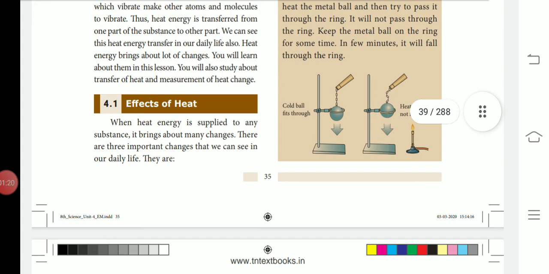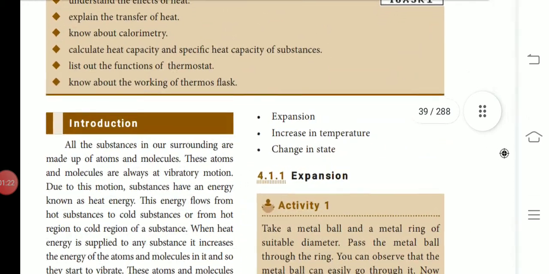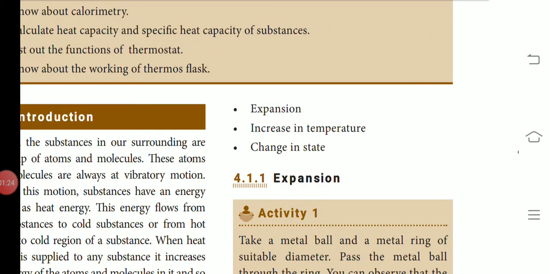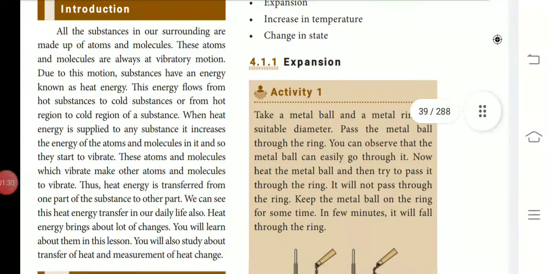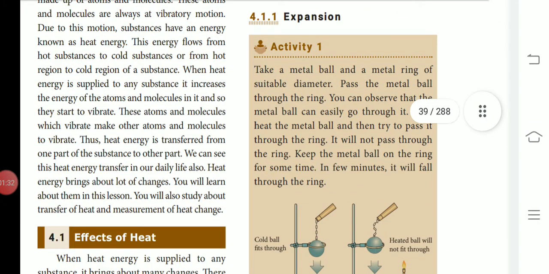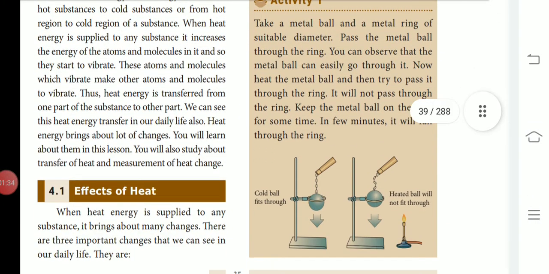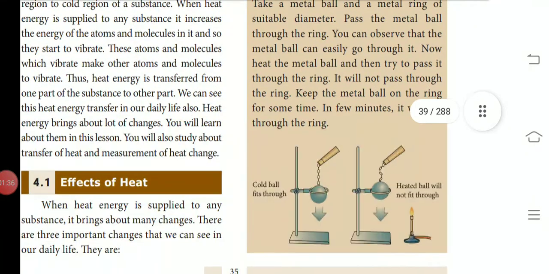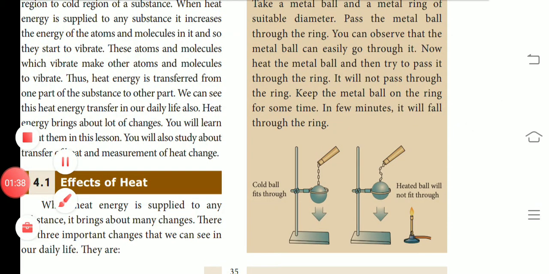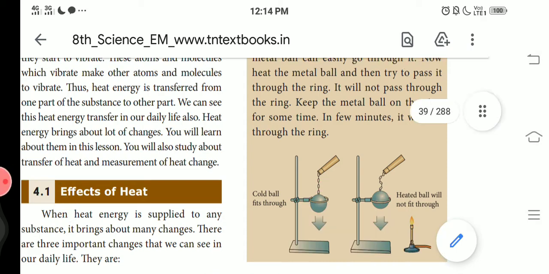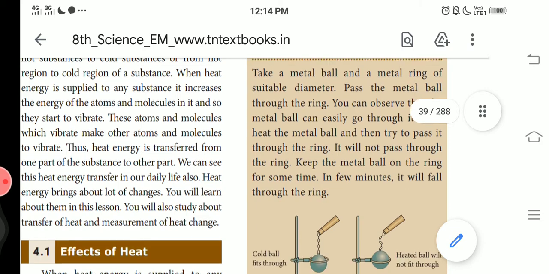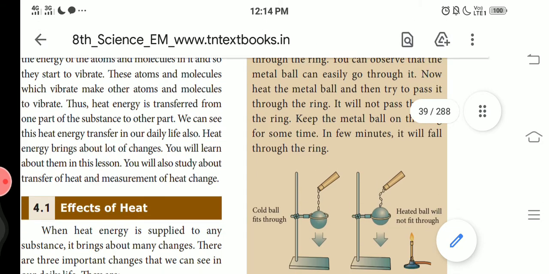So what are the different effects of heat? The main three effects of heat are expansion, increase in temperature, and change in state. First, what is meant by expansion? With the help of this activity, you can learn the concept of expansion. For example, take a metal ball. This is the metal ball and you can see a metal ring. You have to pass the metal ball through that ring.